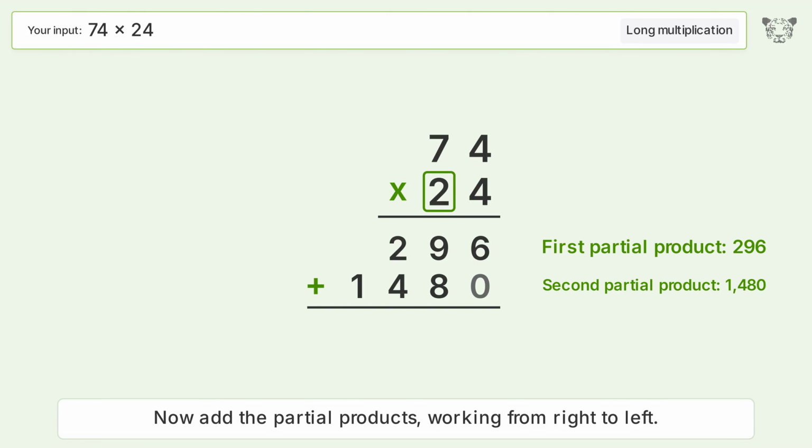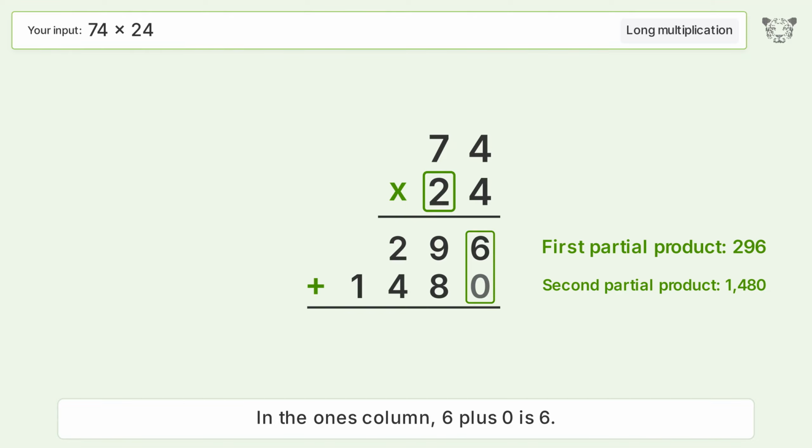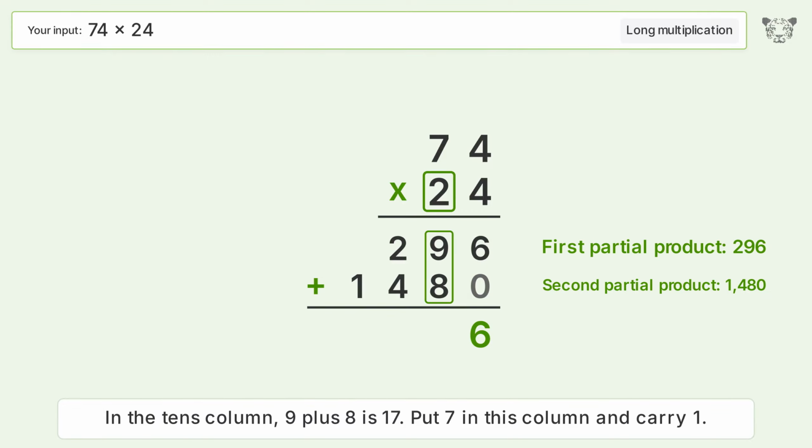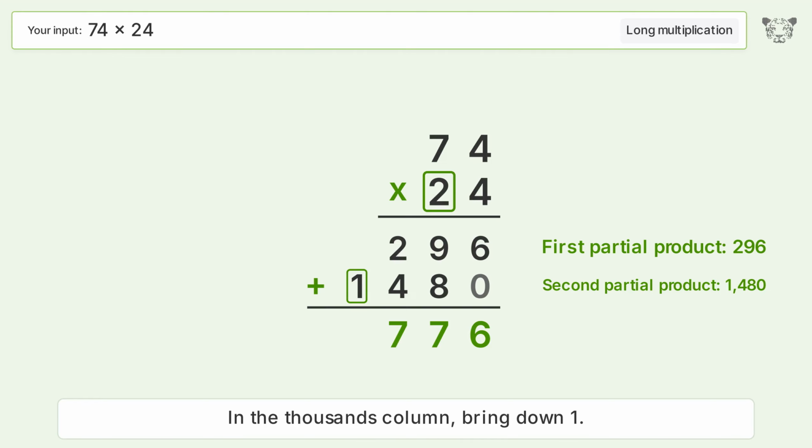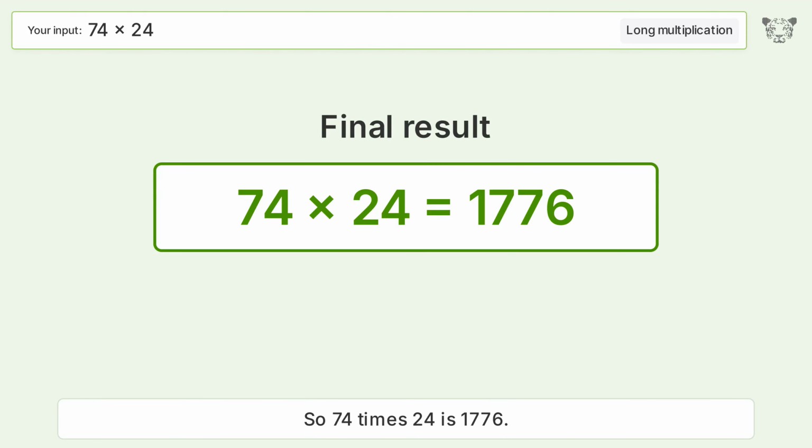Now add the partial products, working from right to left. In the ones column, 6 plus 0 is 6. In the tens column, 9 plus 8 is 17. Put 7 in this column and carry 1. In the hundreds column, 2 plus 4 plus the carried 1 is 7. In the thousands column, bring down 1. The whole product is 1776. So 74 times 24 is 1776.